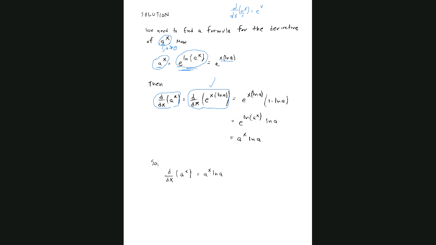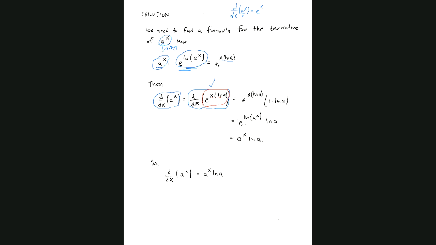That's right, Neil, the chain rule. Absolutely. Because this is the composition of two functions, an inner and an outer function. e to the x log of a is the composition of an inner and an outer function. What's the outer function going to be? It's going to be e to the x power. Good, Sebastian. Good, Neil. The outer function is e to the x power. The inner function is x times the log of a.